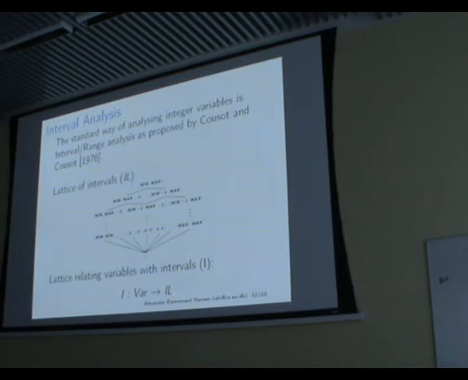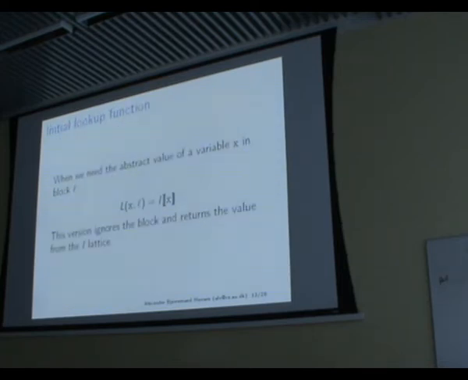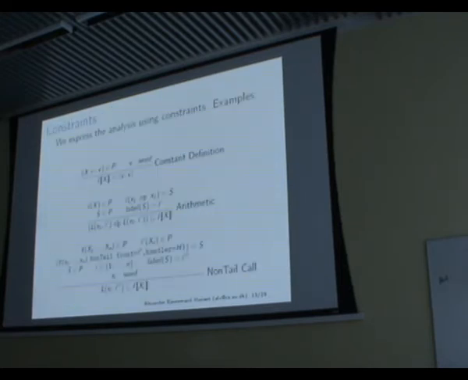And then I make a lattice that relates variables to an element from this interval lattice. So I'll create a function that, given a variable x and a label, gives me an interval for x. This initial version of the function simply ignores the label and gives me the entry in this lattice. So it's a global product. I will refine this later. So we have a lot of constraints. Here are a few examples.